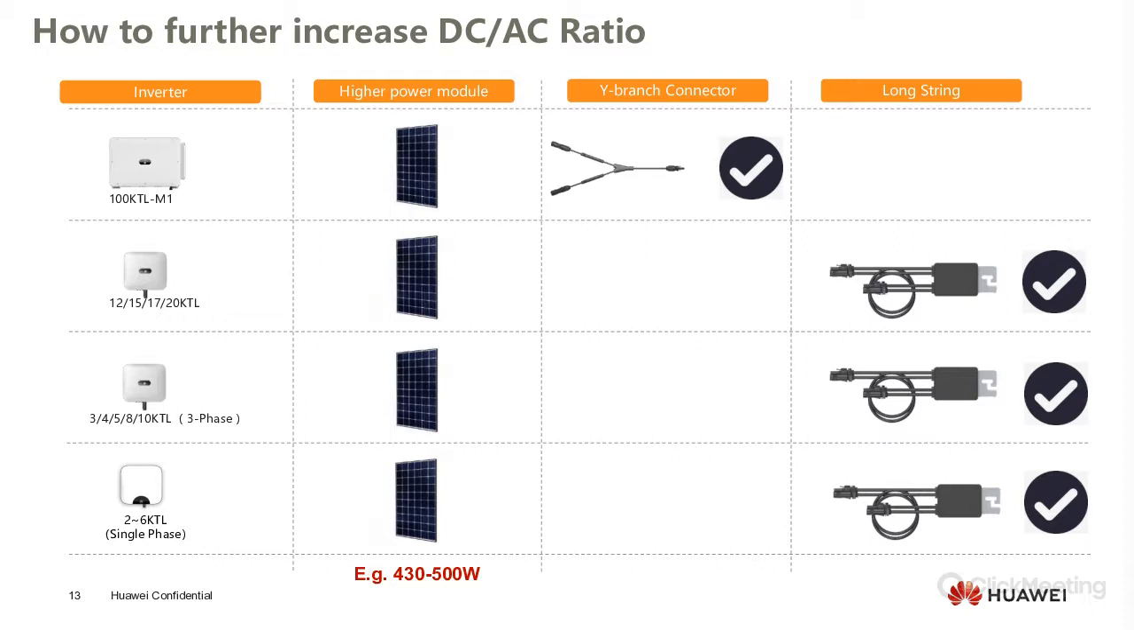Once again, we class this as a residential type of product. And in terms of getting a higher oversizing ratio, you can use an optimizer with that particular product. And lastly, the 12, 15, 17, and 20 kTL inverters are also adaptable to the optimizers as well. Now, in terms of the larger inverter, the 100 kTL M1, that particular inverter is able to have a very high AC to DC ratio, and that's using the Y branch connector. So I'll go through that in a bit more detail in the next few slides in terms of how to oversize your system with the Y connector itself.